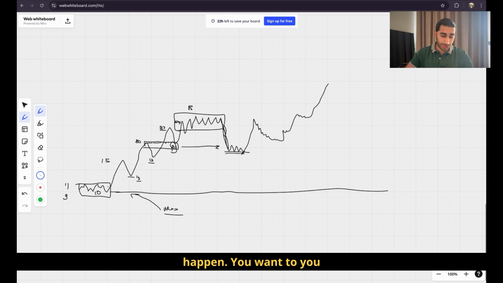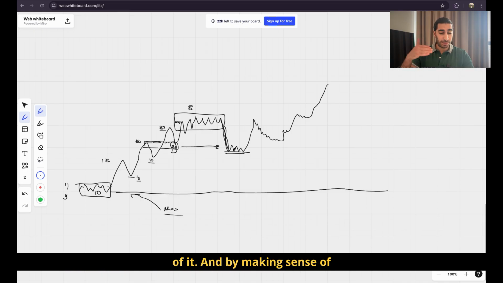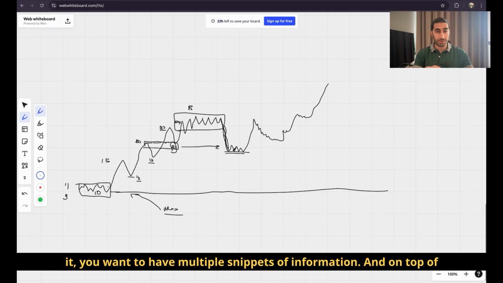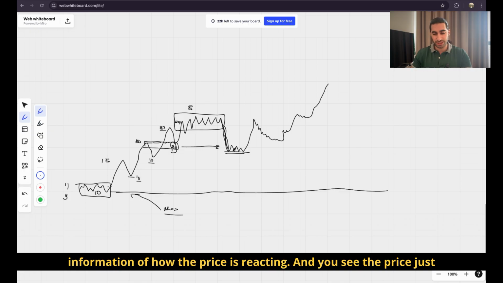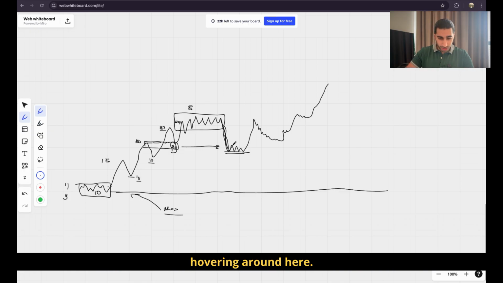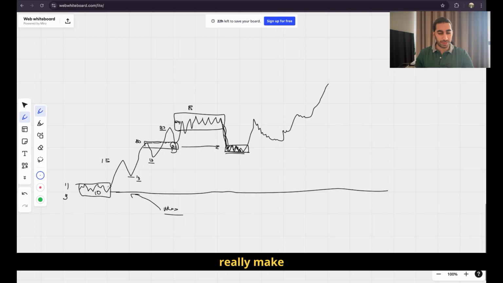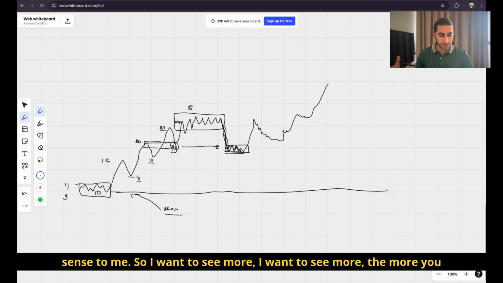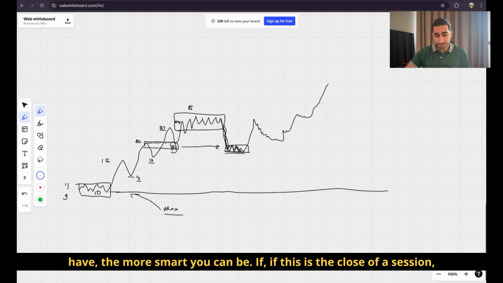But this didn't happen. You want to wait. So you waited, you see that push, you want to make sense of it. And by making sense of it, you want to have multiple snippets of information. On top of that, you want to see more information of how the price is reacting. And you see the price just hovering around here. And here you're really asking yourself, hey, this doesn't really make sense to me, so I want to see more. The more you see, the more information you have, the smarter you can be.